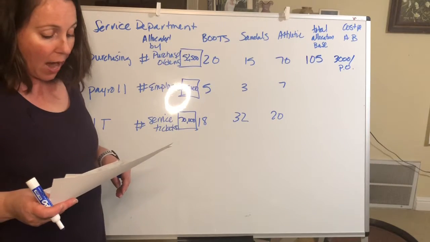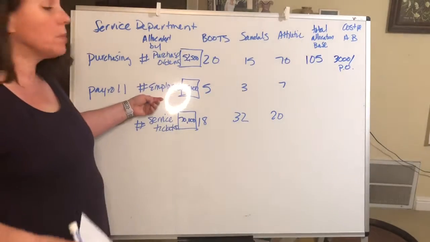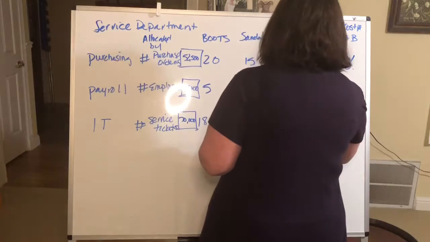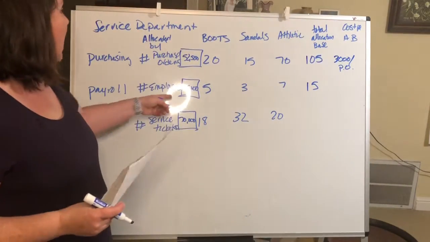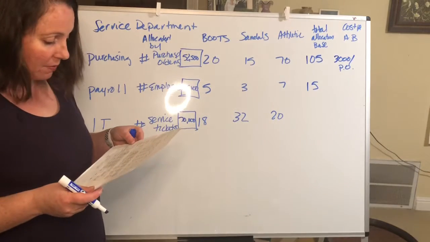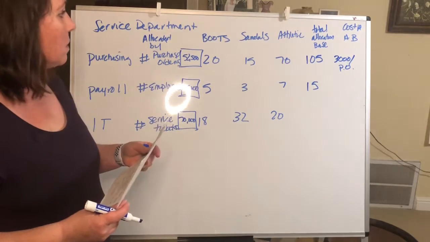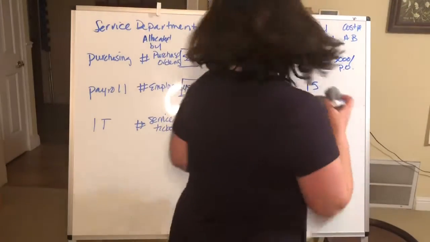All right, our payroll department is going to be allocated based on number of employees. There are 15 total employees. And when we divide 45,000 by 15, we find out that, oh, I have my numbers wrong. You're probably all screaming at the video right now.